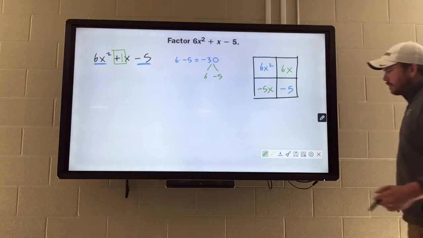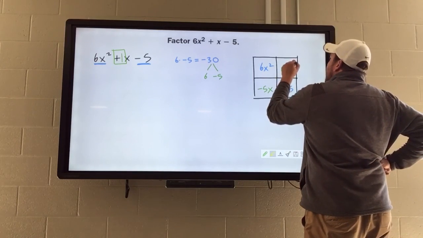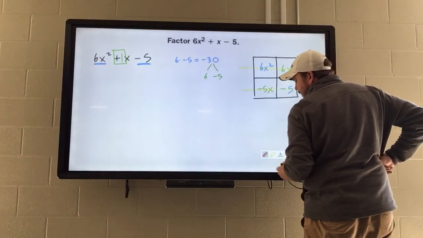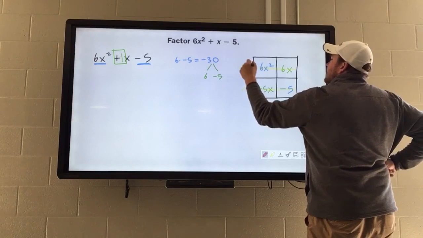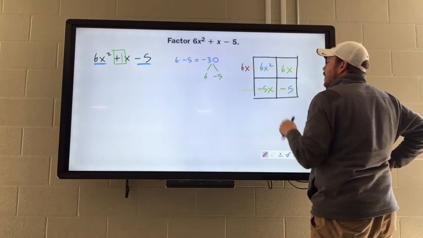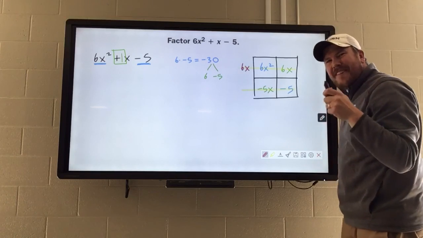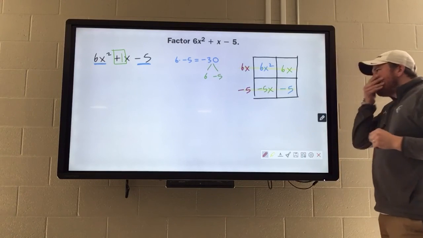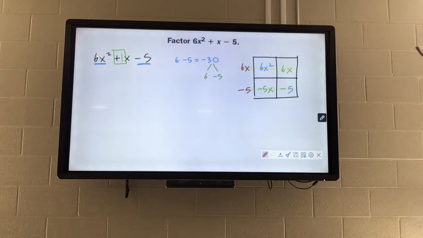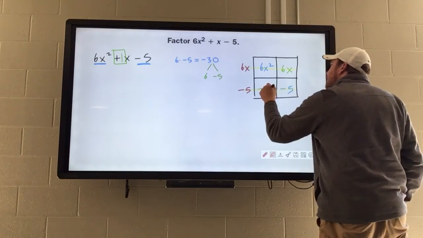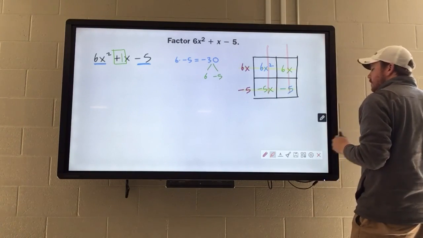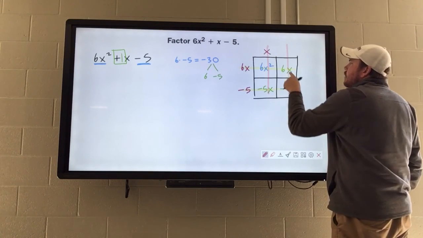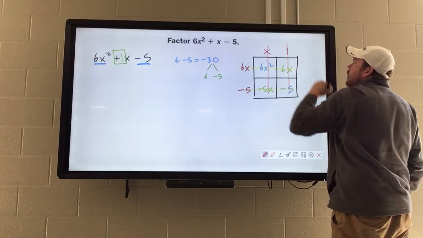Here's what we do now. Now we need to find the greatest common factor of every row. So let's start with that. The greatest common factor of 6x squared and 6x is 6x. The greatest common factor of -5x and -5 would be 5 technically. However, if they're both negative like this, we factor out a -5. And now we need the greatest common factor of both columns. The greatest common factor of 6x squared and negative 5x would be a positive x. The greatest common factor of 6x and negative 5 is 1.